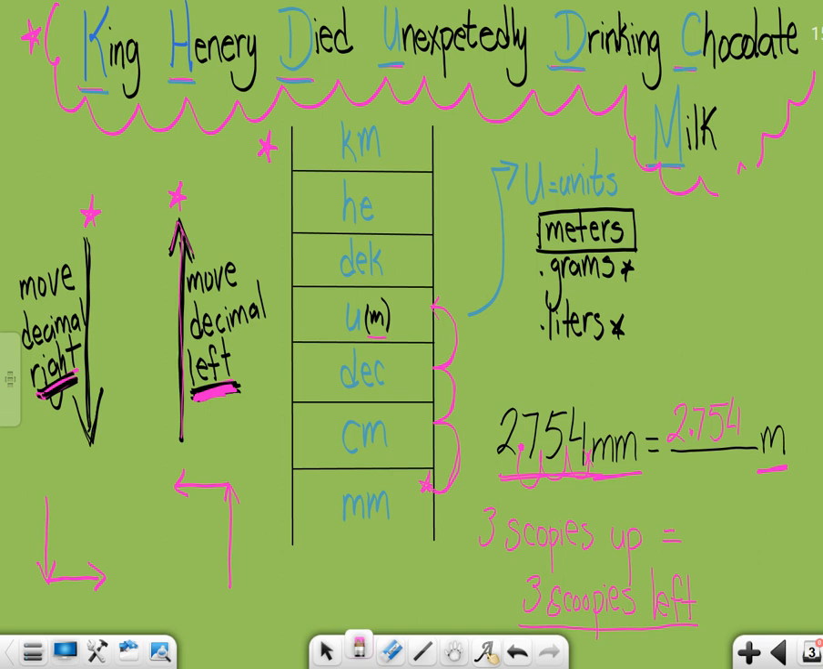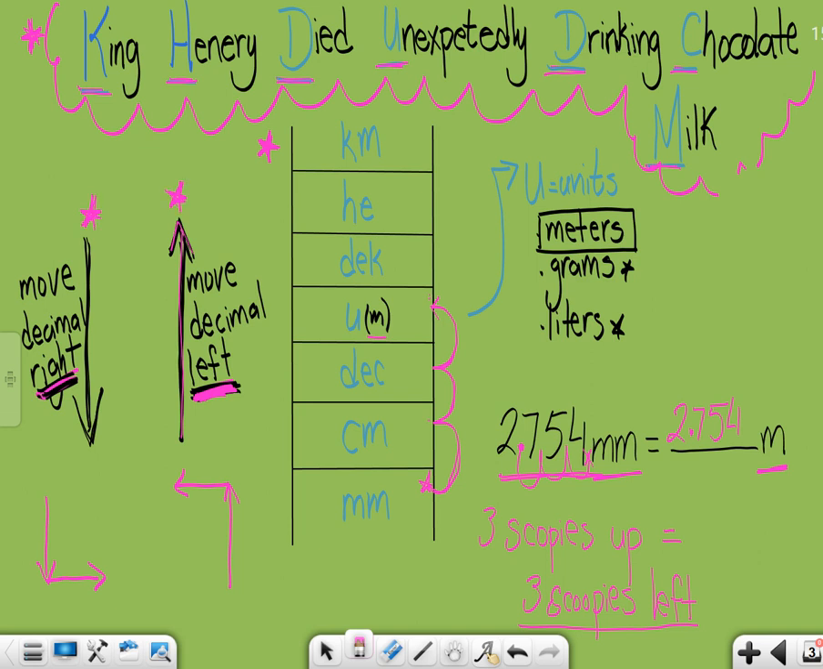So 2,754 millimeters is equal to 2.754 meters. Okay? As long as you've got your ladder and you've got your acronyms in order, right? Make sure that your meter is in the meters section and not down here where it's centimeters. And that order, either memorize ours, King Henry Died Unexpectedly Drinking Chocolate Milk, or make a fun, funky one on your own, as long as your letters are the same and in order. It doesn't matter to us, as long as you've got something you're memorizing. Then you've got your acronym memorized, you've got your ladder, and then these two rules, very important.